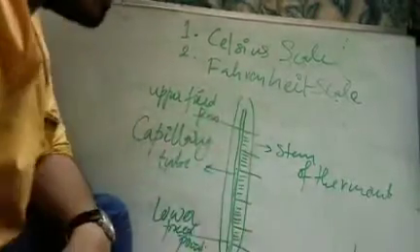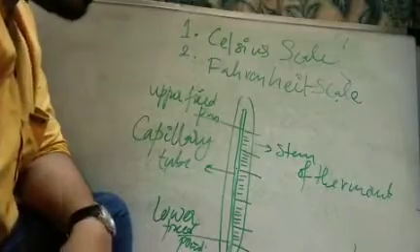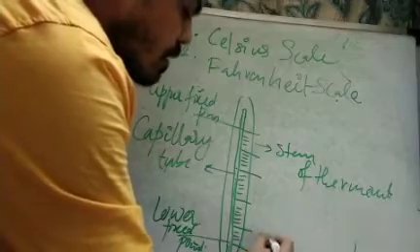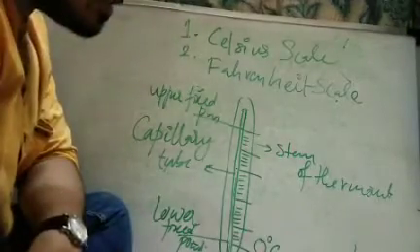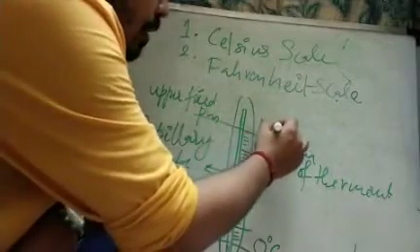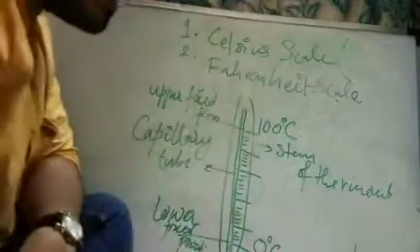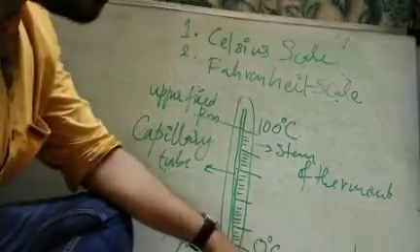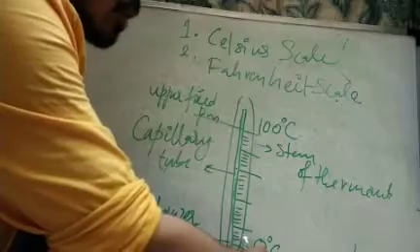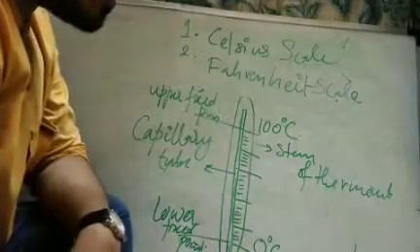Now, let us suppose that this is a thermometer which is having Celsius scale. So, the lower fixed point will always be 0 degree centigrade, and the upper fixed point is always going to be 100 degrees centigrade. That is the freezing point of water and boiling point of water. The lower fixed point is denoting 0 degrees centigrade and the upper fixed point is denoting 100 degrees centigrade.